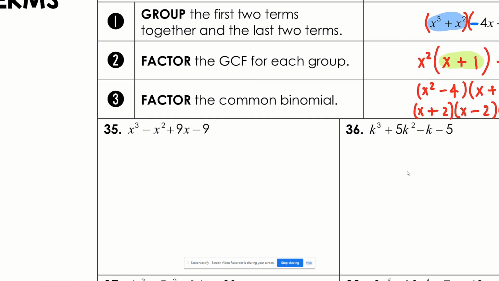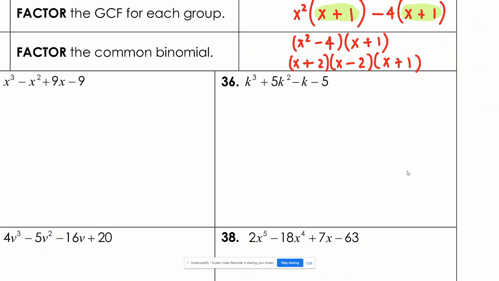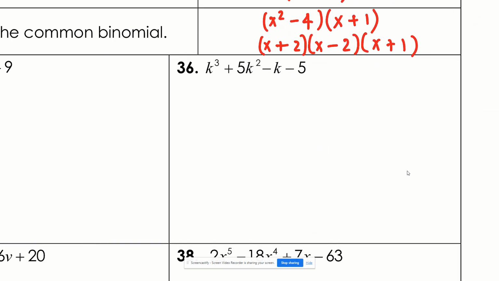So let me show you number 36. This has an important rule that you need to see. Again, notice, standard form, yup. 1, 2, 3, 4 terms, yup. Factor by grouping. Let's start with that first group. What can I pull out of k cubed and 5k squared? I can pull out a k squared. So let's see what that leaves me with.